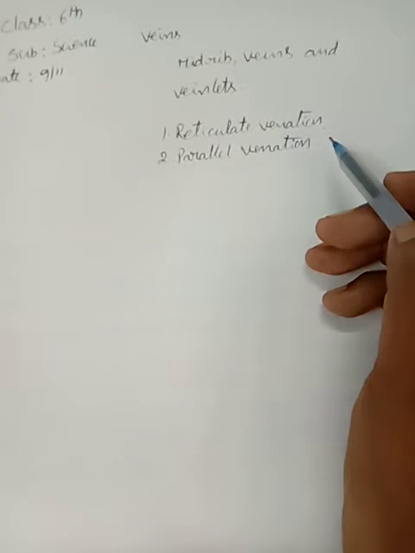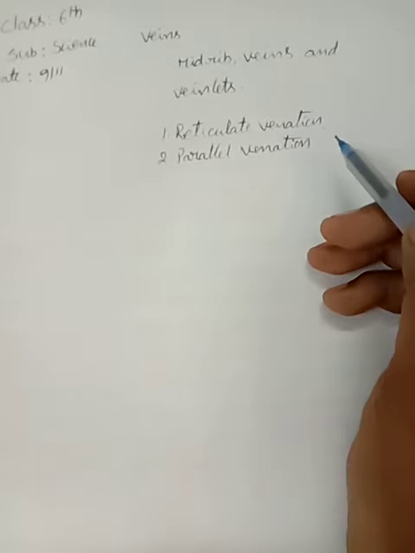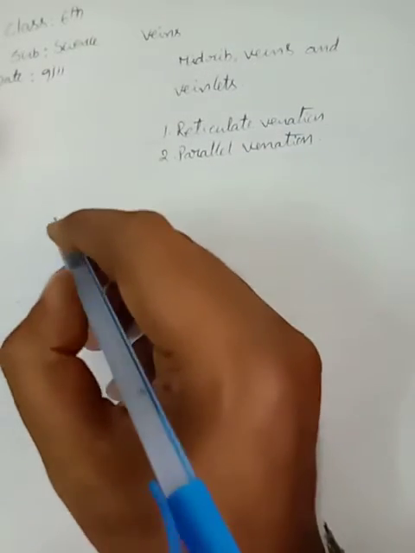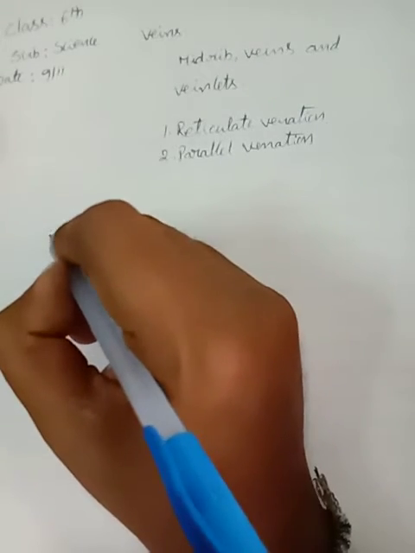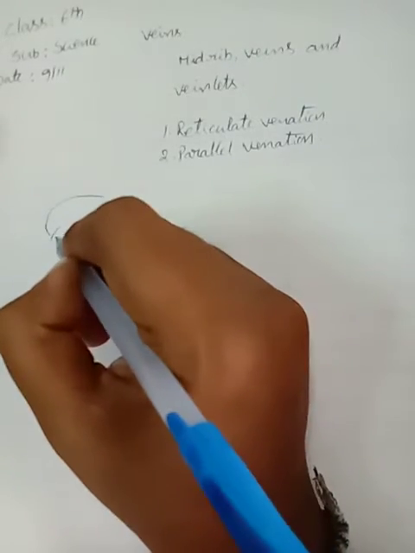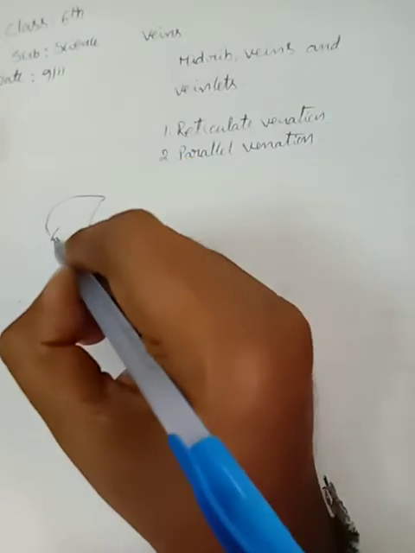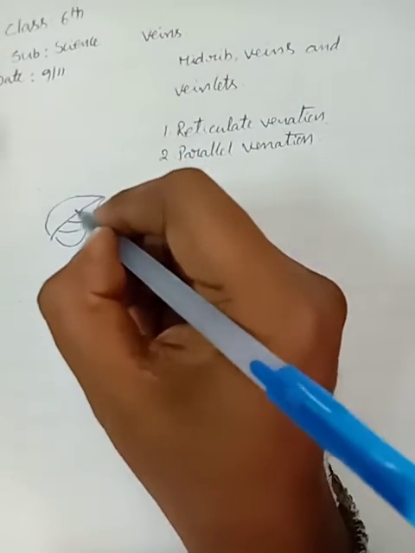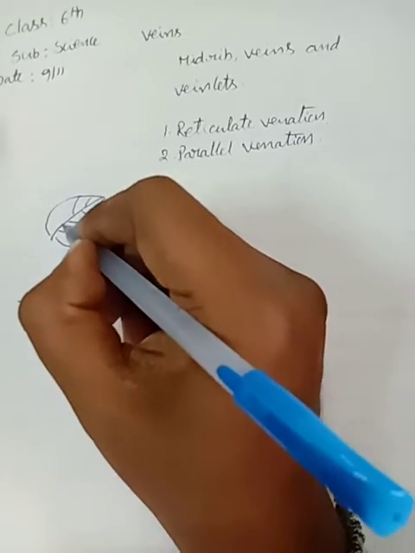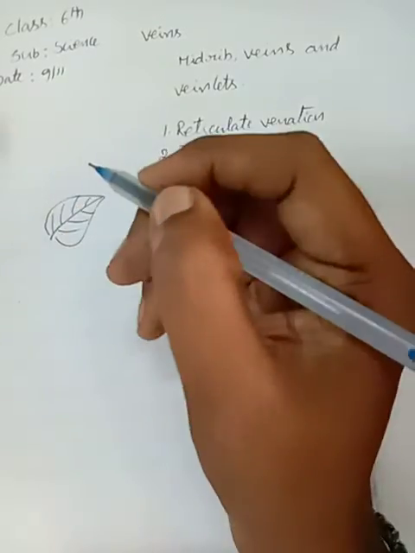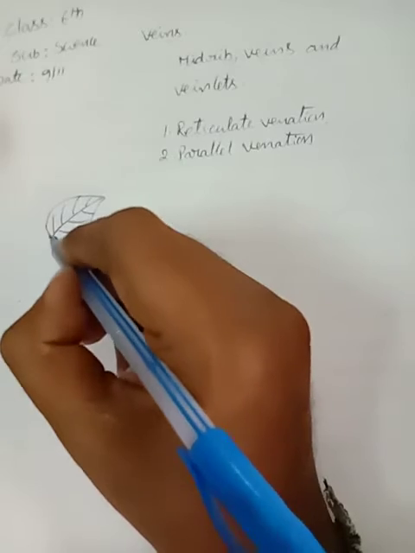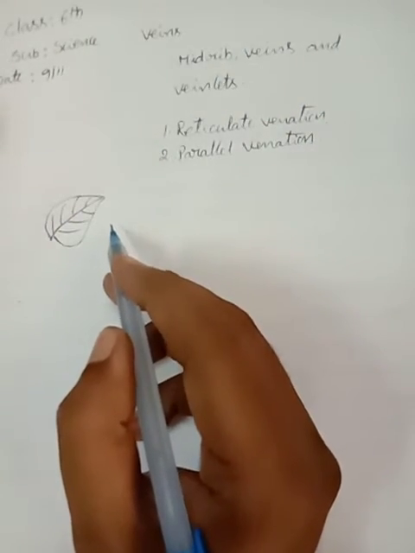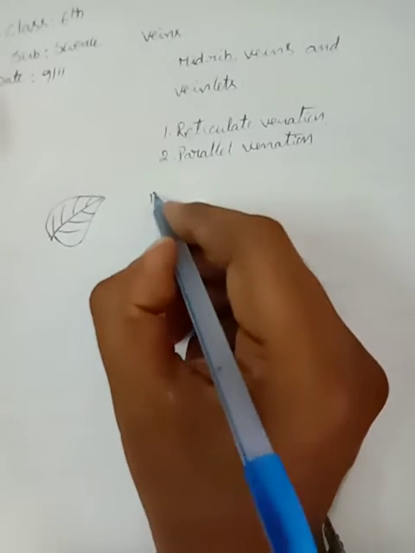Okay, children. See, children, this is the diagram of reticulate venation. In reticulate venation, midrib, veins and veinlets are present. Reticulate venation is generally present in dicot plants.